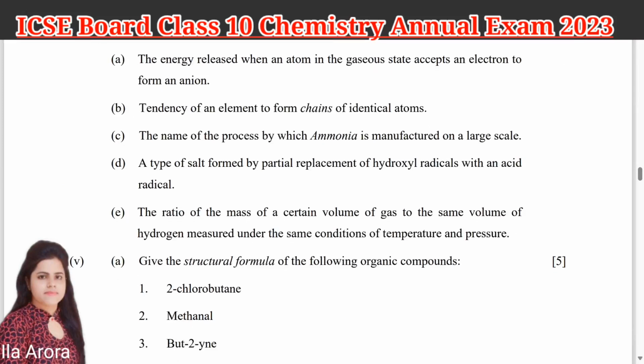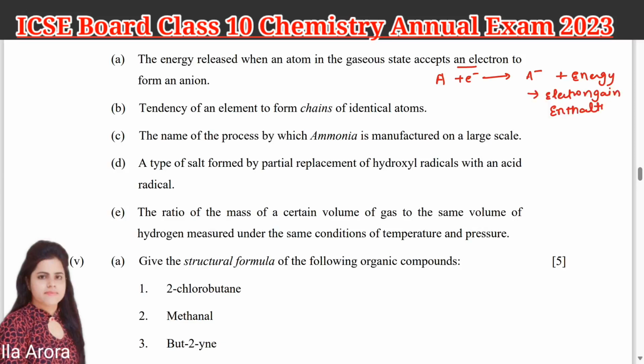Then fourth, state the process or terms. A part, the energy released when an atom in gaseous state accepts an electron. Suppose A is the gaseous atom, it will accept one electron and form an anion. So some energy will be released, and that energy is called electron gain enthalpy.